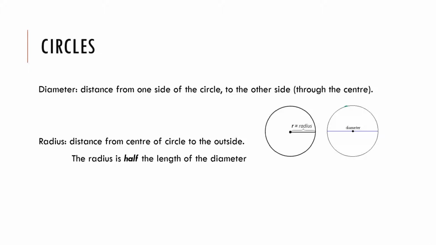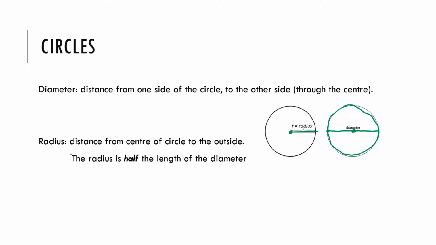So in this picture over here, what we have is a line that goes through the center and it starts at one side and goes right through. That is a diameter. The radius, on the other hand, is half of that. So it doesn't go the whole way through. It starts in the middle and goes outwards, and that is your radius.